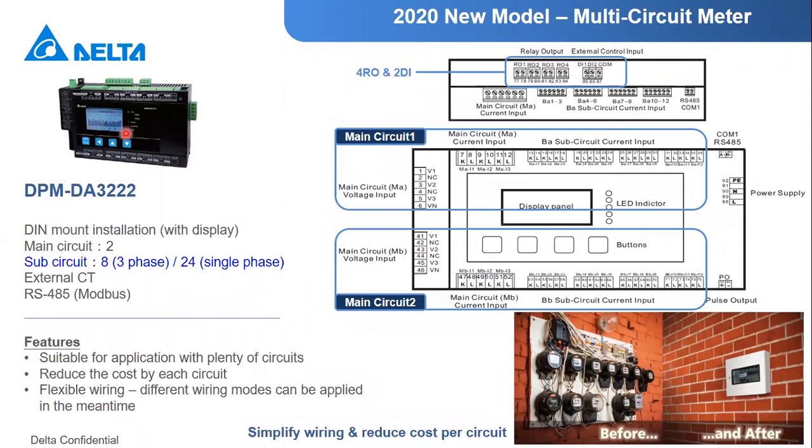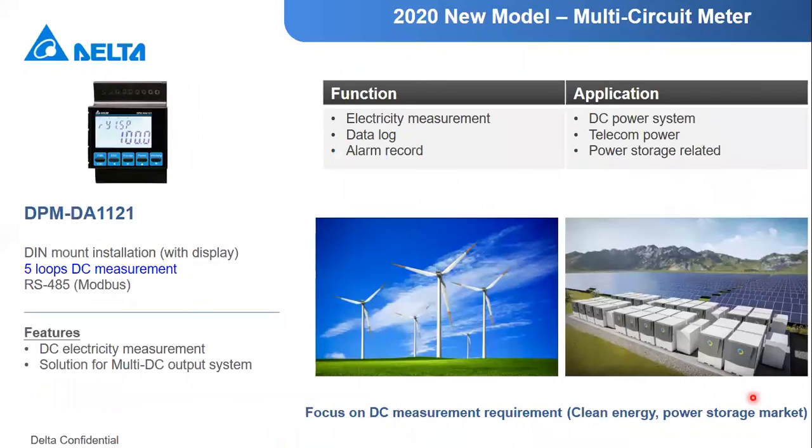So after using this type of power meter, I guess this may be a single phase. So you can see here it is up to 24 channels. So it's very powerful for the integration, and also to save the space, save the cost for all this kind of cabling or devices. And this one is a DC type.